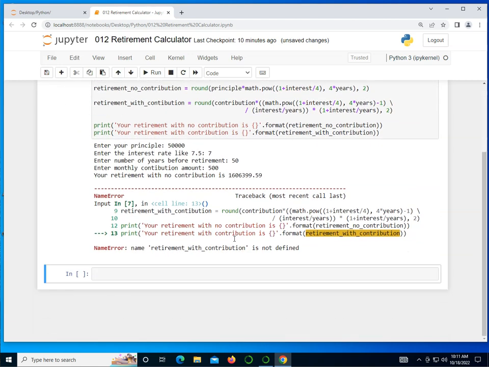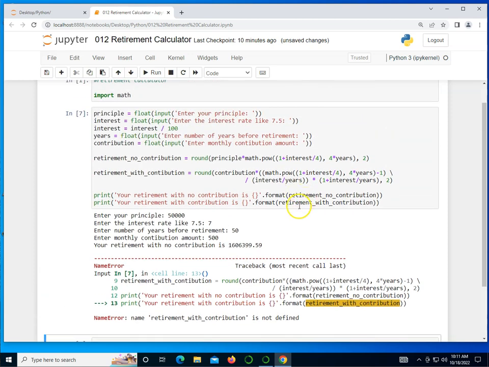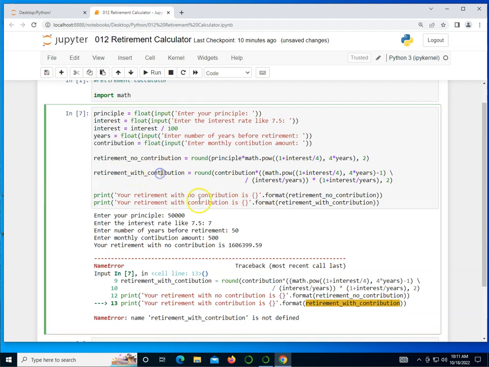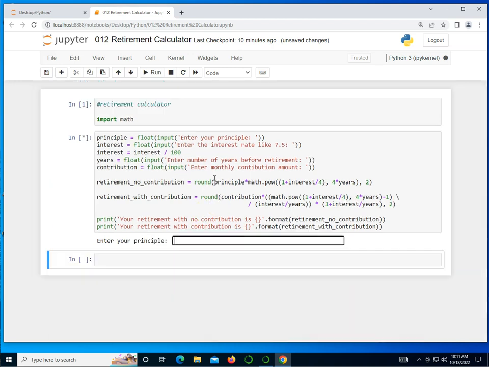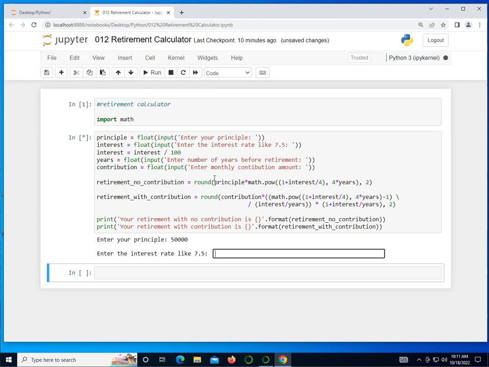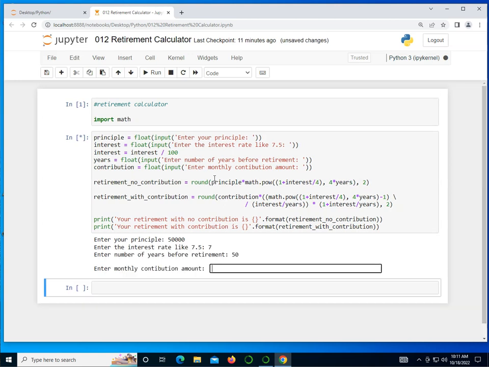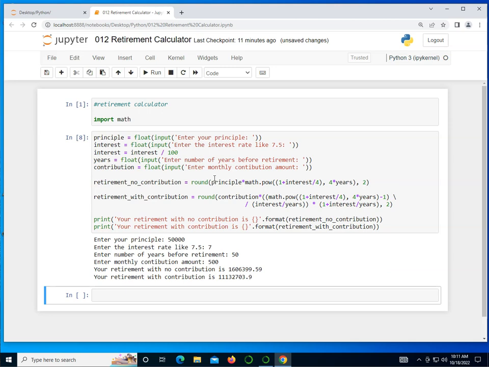Well, I got another thing. It's probably a spelling problem. Let's actually see that. I've got retirement with contribution. There you go. All right. Let's do it again. $50,000, 7%, 50 years, and $500.